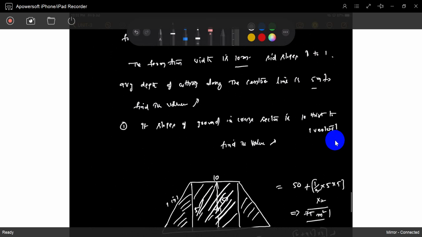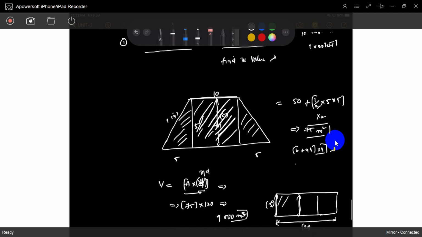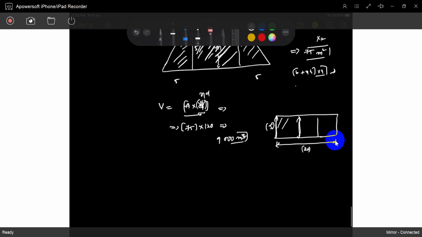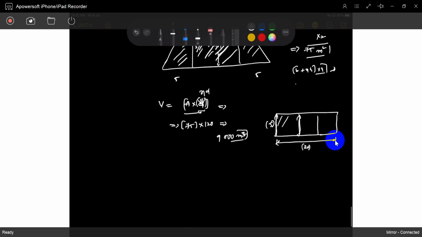But he gave an extra formula. If the slope of the ground in a cross section is 10 to 1, that means this is the ground, and the section is something like this.